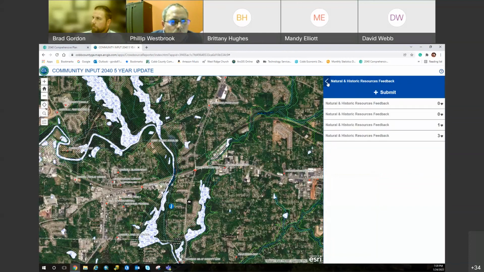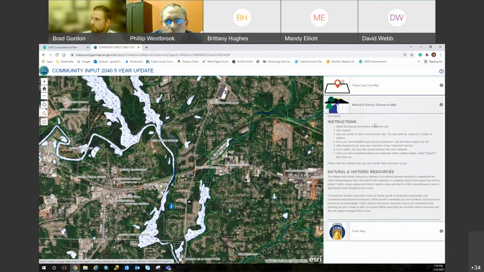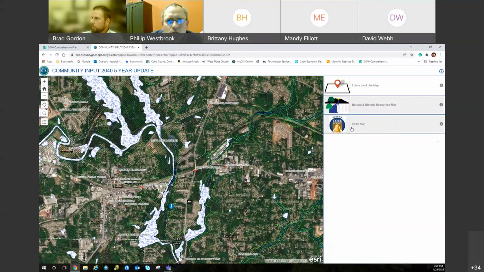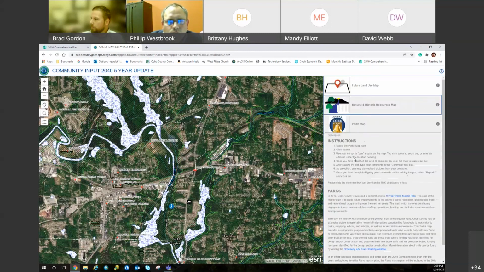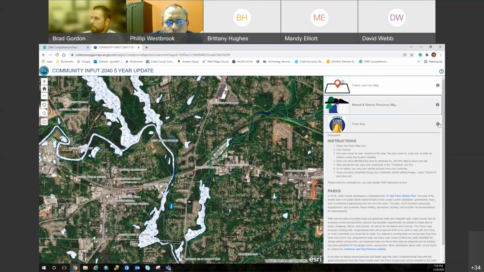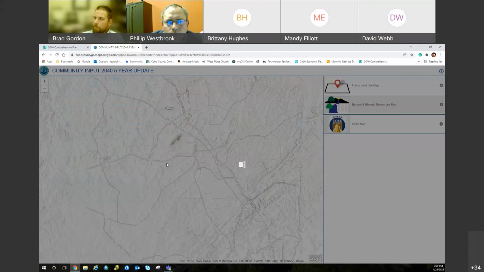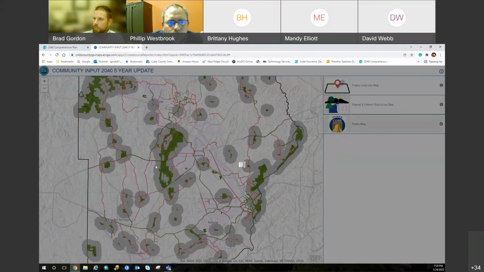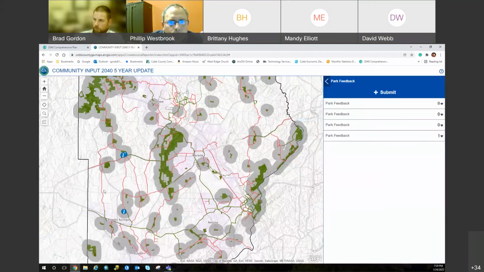Go back. We'll do the parks portion. And there's some more information here about parks and the focus there. And the map changes again. Focus on parks. And we'll go ahead and submit here.